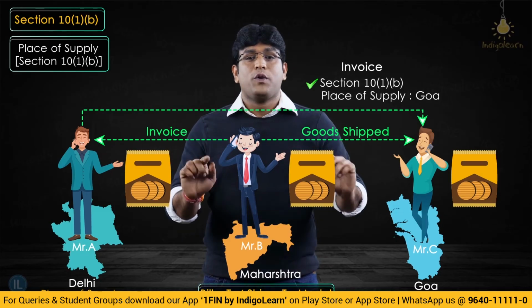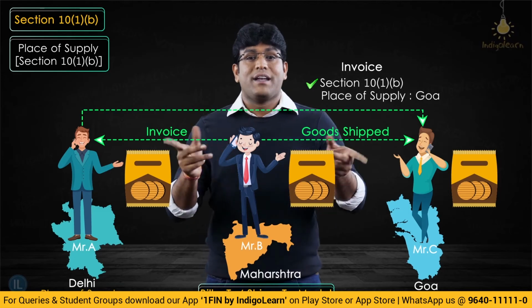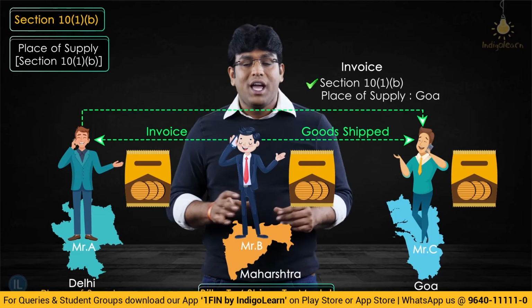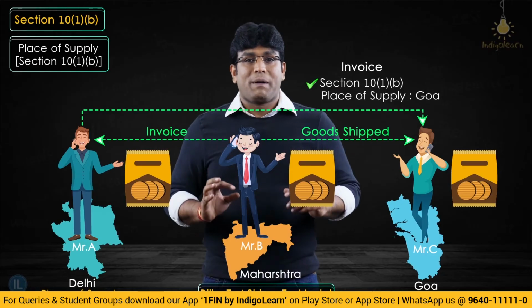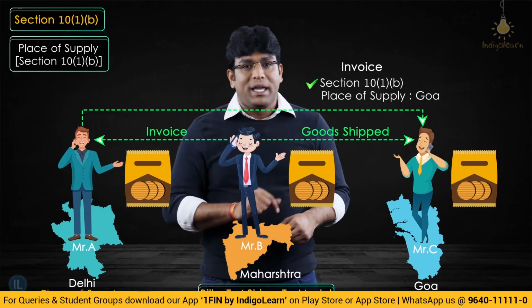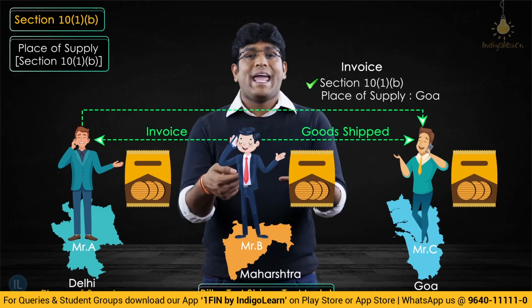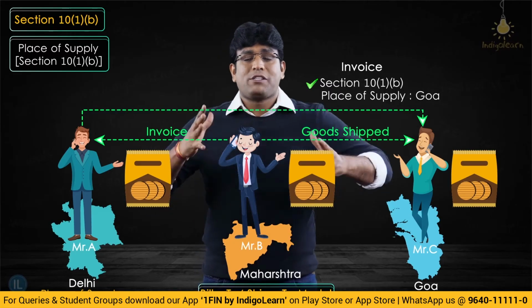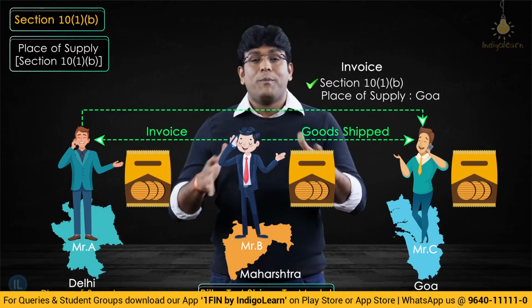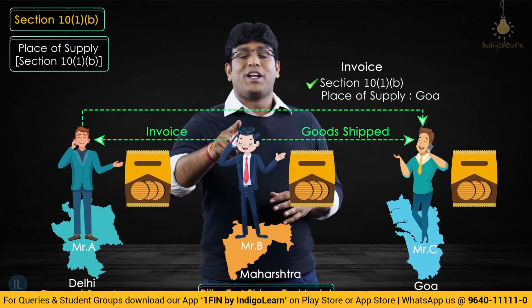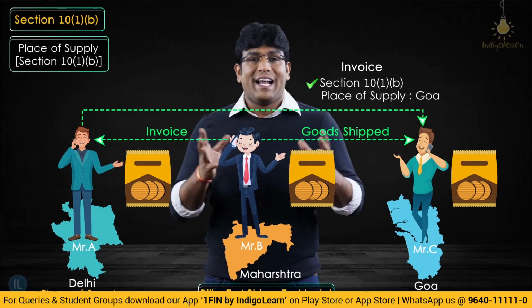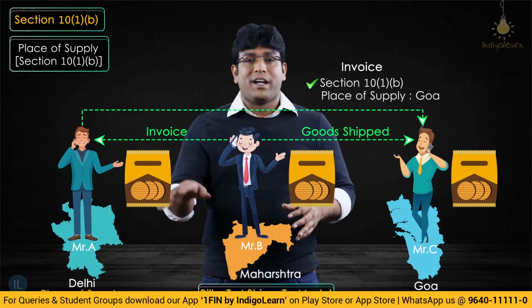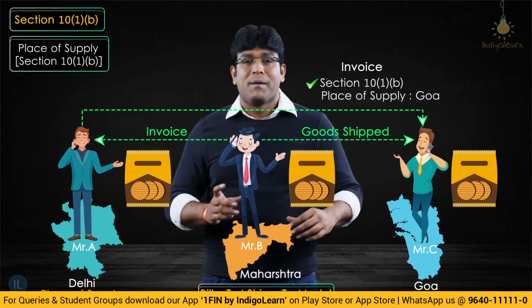From the point of view of Mr. B, section 10(1)(b) will come because Mr. A instructed B to supply goods to C. For that, 10(1)(b) will apply from the point of view of Mr. B. But for the invoice between A and C, section 10(1)(a) will apply. And as per 10(1)(a), place of supply will be the place where movement of goods terminates for delivery to the recipient. And in our example, movement of goods terminated in Gujarat, movement of goods terminated in Goa. So place of supply will become Goa.